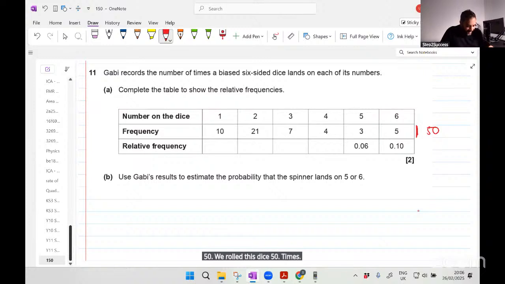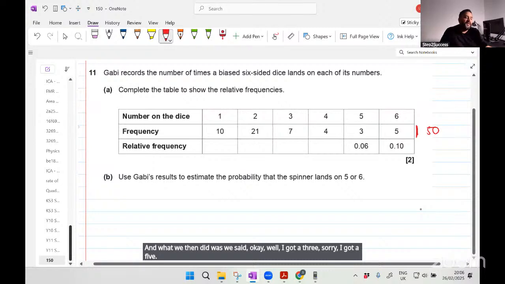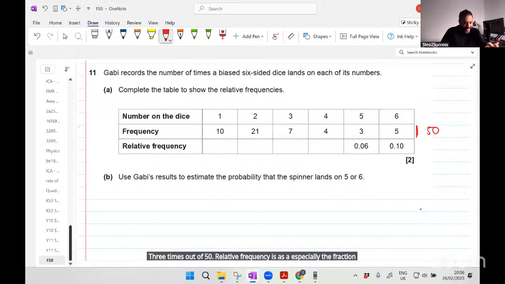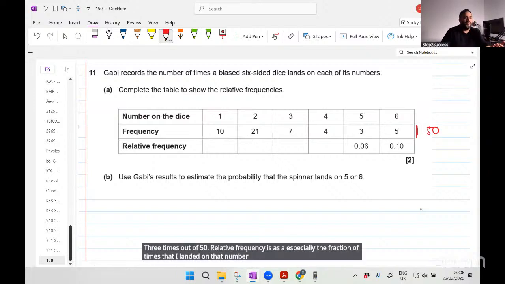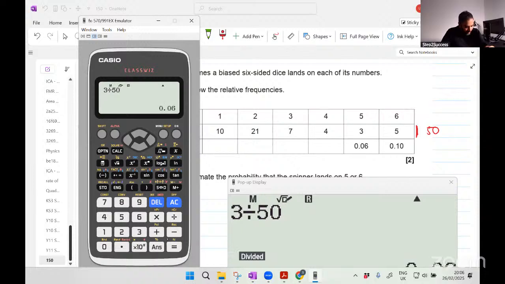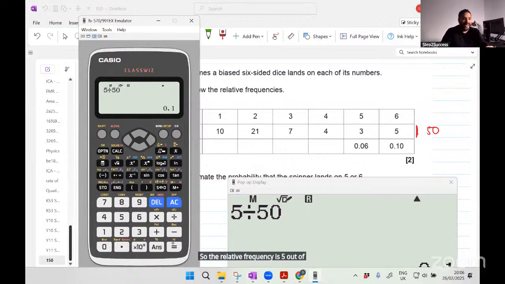What we then did was we said, okay, I got a three, sorry, I got five threes out of 50. Relative frequency is the fraction of times that I landed on that number out of the times I actually rolled it. So the way they've got to that 0.06 is 3 divided by 50. The way they got to 0.1 is by saying we landed on a 6 5 times, so the relative frequency is 5 out of 50, and that's 0.1.